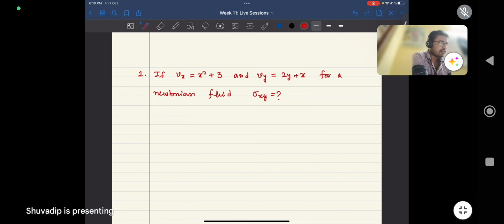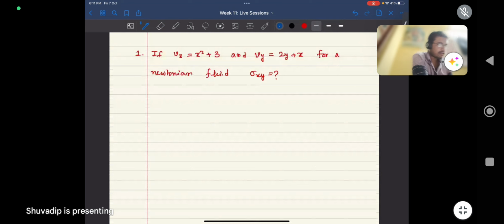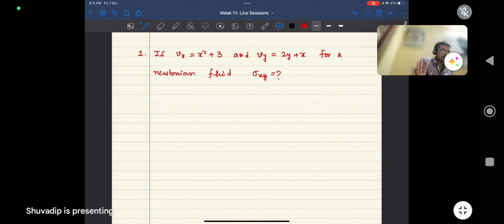So this is the question statement. You are given velocity along the x direction and velocity along the y direction. You have to calculate sigma xy. Now let us consider eta is the coefficient of viscosity.